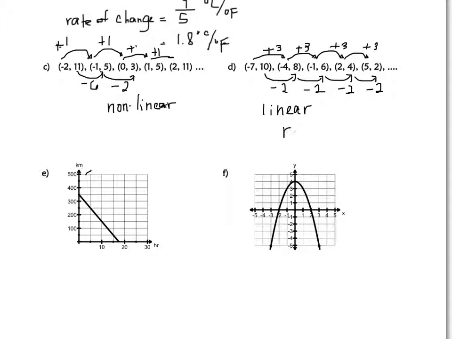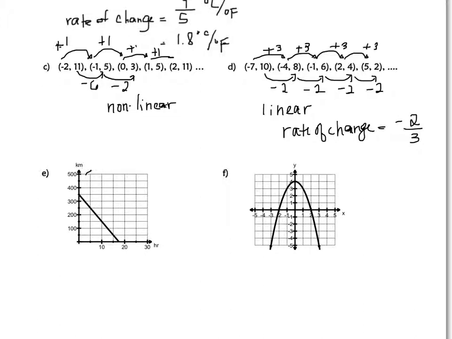And the rate of change would be the change in the dependent or y values over the change in the independent or x values. So that would be -2 over 3.